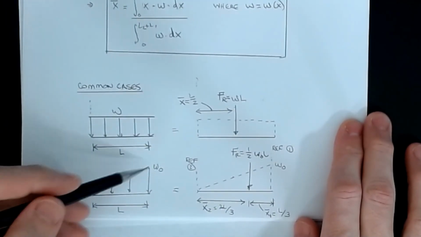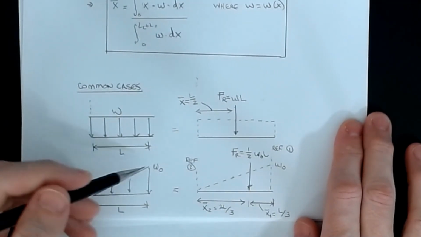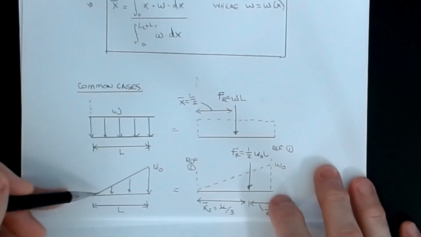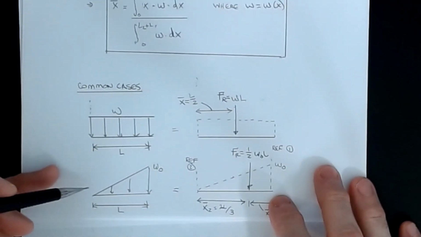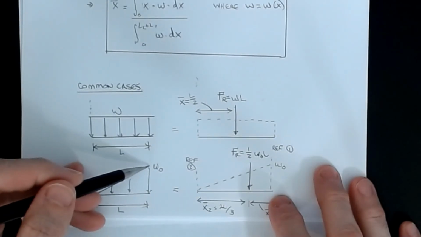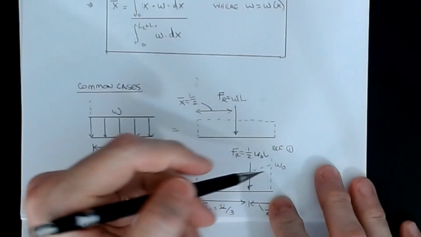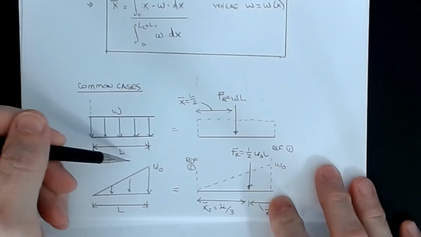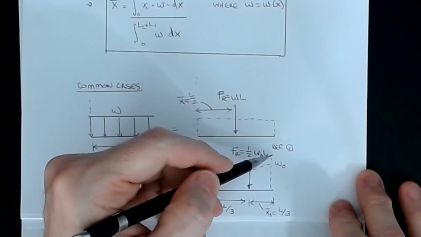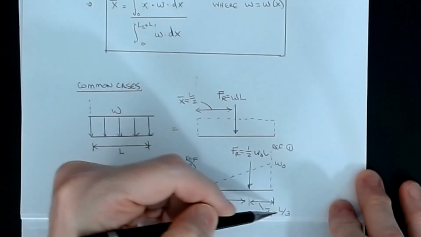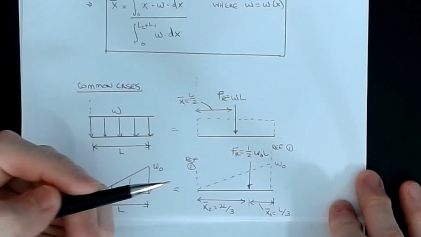But what about a triangle one? We've talked about triangle shapes. We know the centroid is 1/3 from the high end. So I can take a distributed load that looks like this, a triangle increasing to W naught on the right end over a length of L. We know it's 1/3 from the high end, so if I set my reference at the left, that x1 bar dimension is L over 3. There's the 1/3 dimension from the high end.